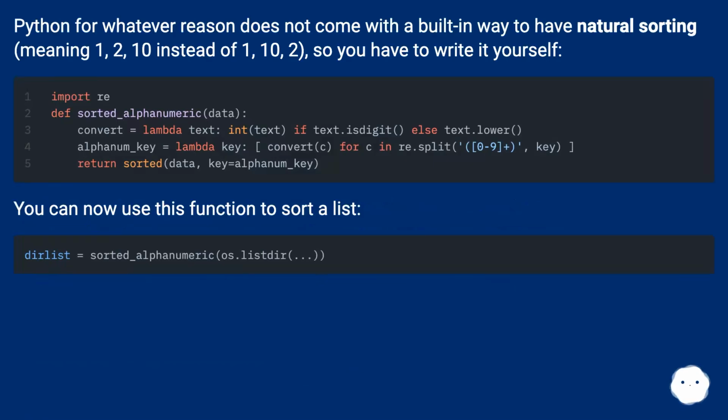Python for whatever reason does not come with a built-in way to have natural sorting, meaning 1, 2, 10 instead of 1, 10, 2, so you have to write it yourself. You can now use this function to sort a list.